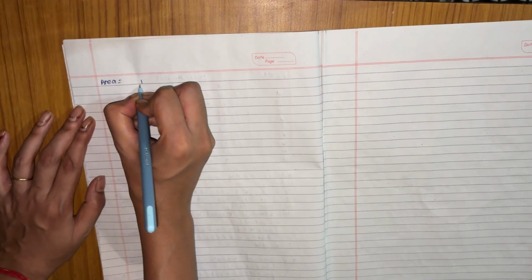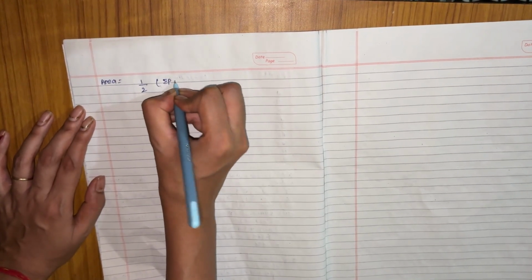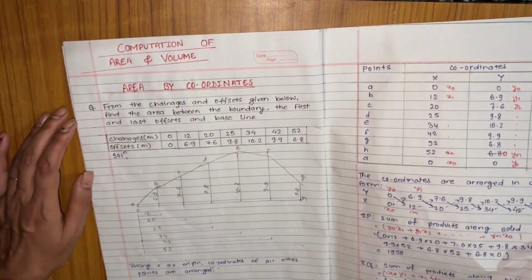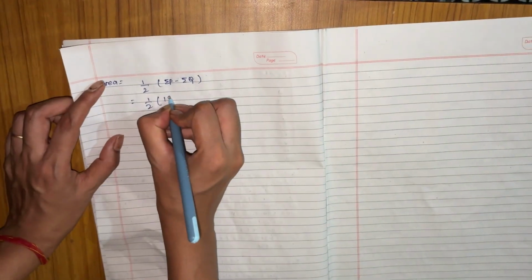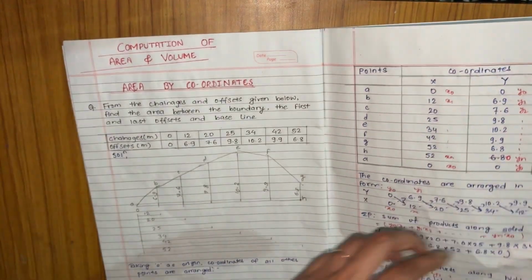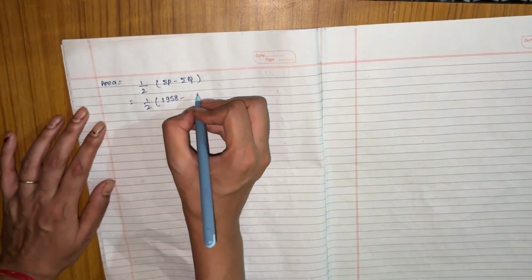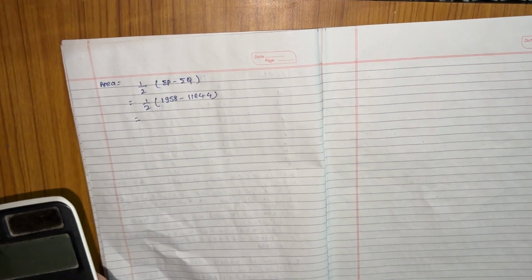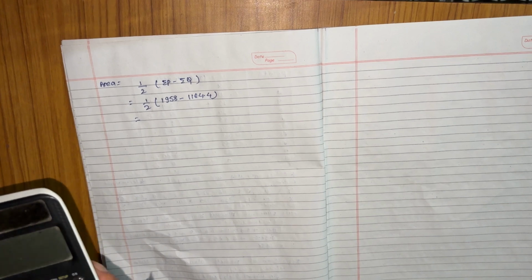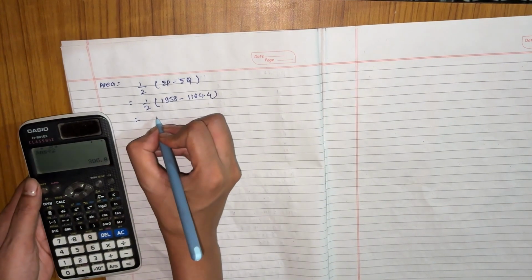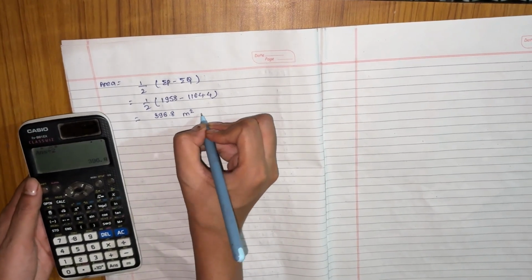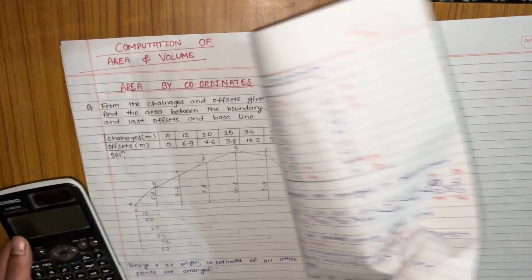Now area between the boundary by the area coordinates, we have area is equal to half of summation of p minus summation of q, where summation of p here is 1958 minus summation of q here is 1164.4, which is equal to 1958 minus 1164.4 divided by 2, which is equal to 396.8 square meter.